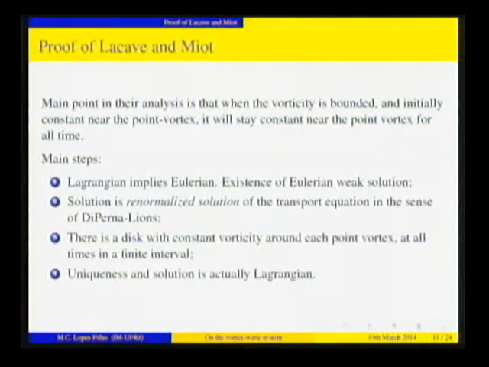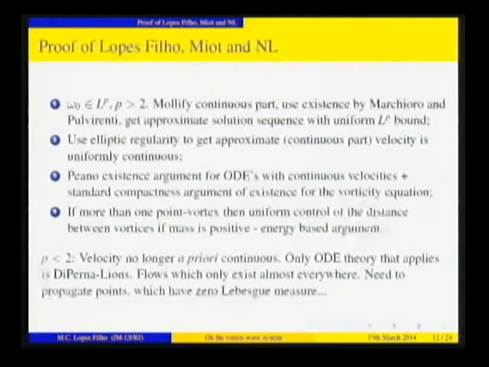Okay? So now let me say a few words about the proof of Lacave and Miot. Why did it take so long to do? Basically because they had to use the DiPerna-Lions theory to do it, even though their flows are fairly smooth. The Diracs in the background actually needed approximations, and you needed the stability part of the DiPerna-Lions theory to play with. Okay? So the main point of the analysis, of course, is to say that if you are initially constant near the point vortex, you stay constant near the point vortex forever. This is the key point in their analysis. But you need to use some of the DiPerna-Lions technology to do it, and that wasn't available back in '94. First they proved that their solution is Eulerian, and then they actually proved the uniqueness and the solution Lagrangian later.